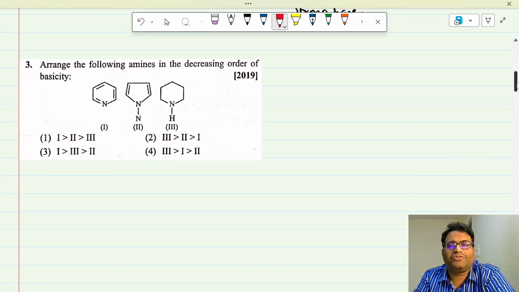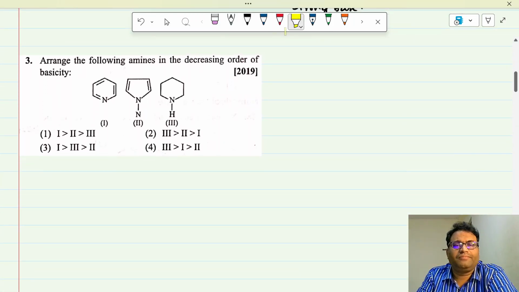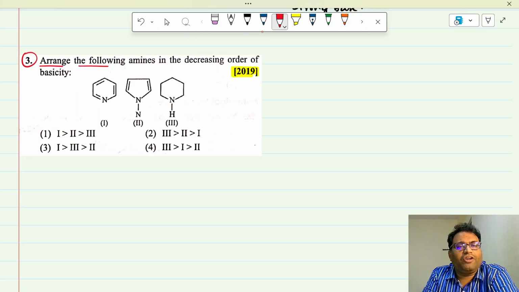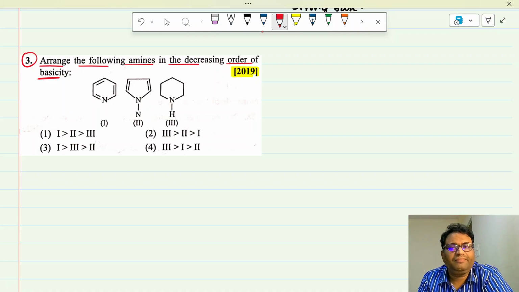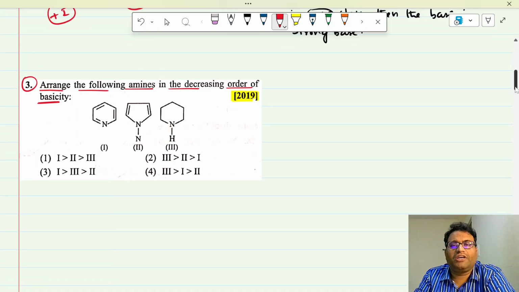Let us see the next question, asked in 2019. Arrange the following amines in the decreasing order of basicity. So 3 are given: first molecule, second molecule, and third molecule.